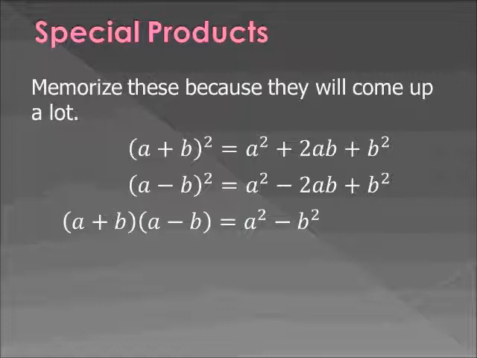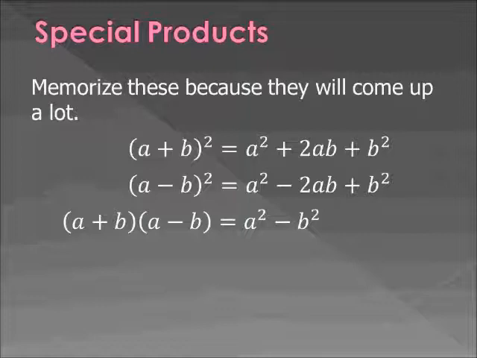First, we have a plus b quantity squared. This is a squared plus 2ab plus b squared. For a minus b quantity squared, that's a squared minus 2ab plus b squared. And last but not least, you'll see this called the difference of squares, because a plus b times a minus b gives us a squared minus b squared.